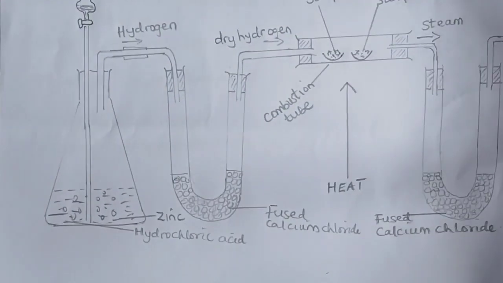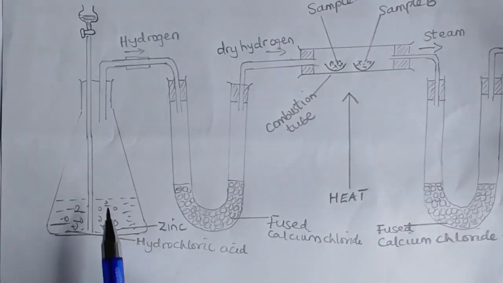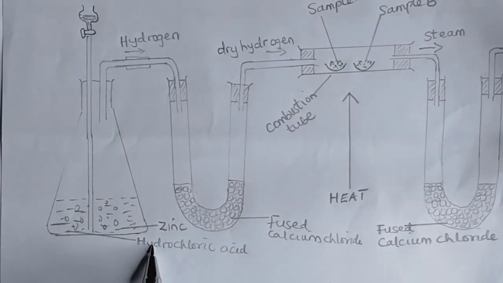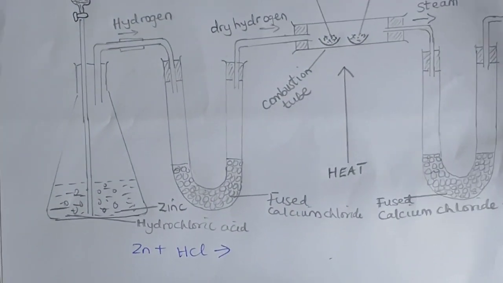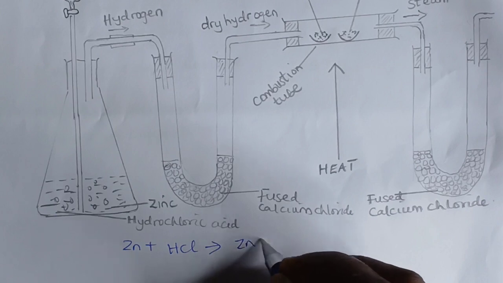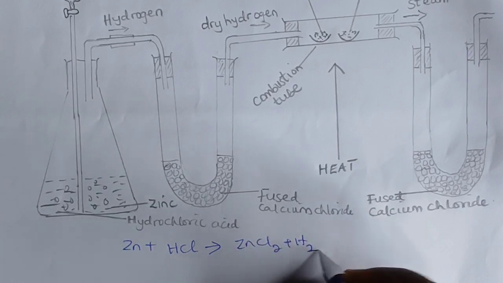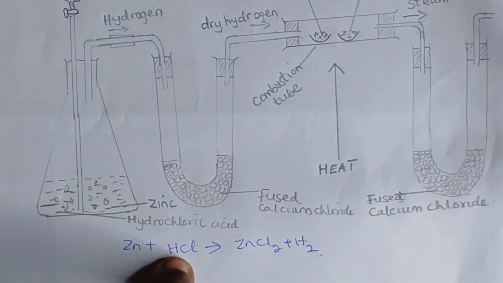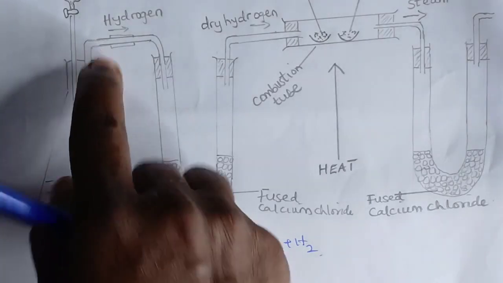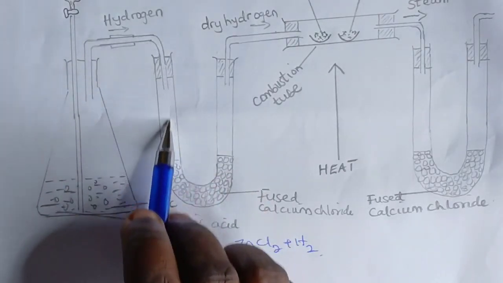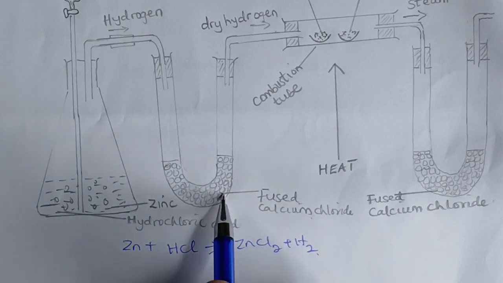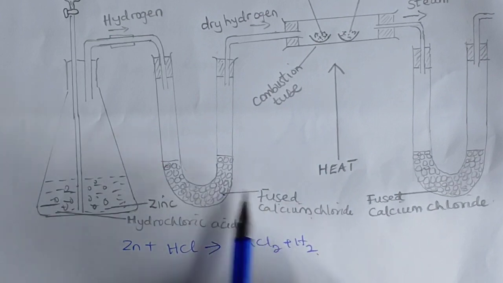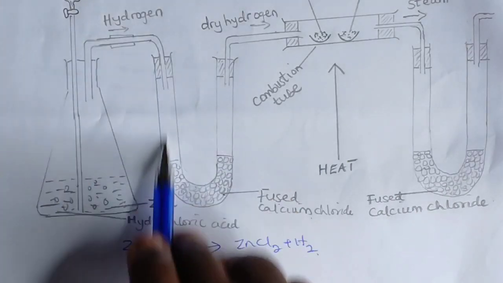Now, look at this setup. We can see a conical flask here. Zinc and hydrochloric acid is inside, and the essence of reacting zinc and hydrochloric acid together is to form zinc chloride and hydrogen gas. The hydrogen gas produced when zinc and hydrochloric acid react together here will be passed through this delivery tube to a U-tube where fused calcium chloride is there. The fused calcium chloride is acting as a drying agent to dry the hydrogen.